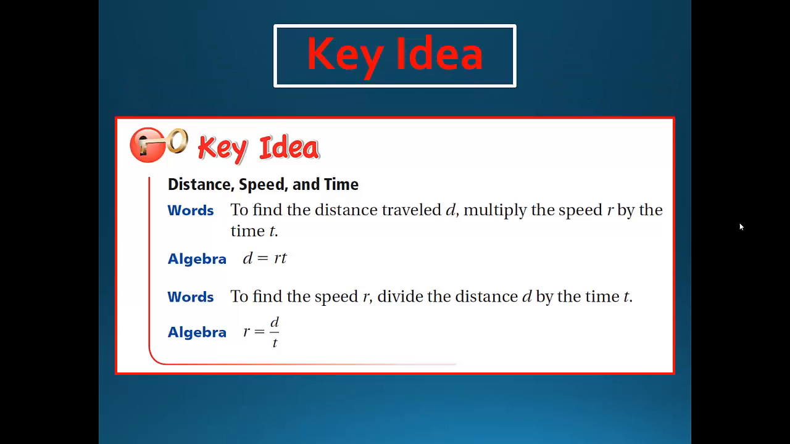First, we're going to look at our key idea for distance, speed, and time. To find the distance traveled, d, multiply the speed, r, by the time, t. R can also stand for rate, so r is speed or rate. So d equals rt. To find the speed, r, divide the distance, d, by the time, t. So r equals d divided by t.